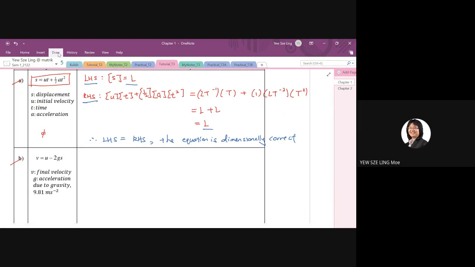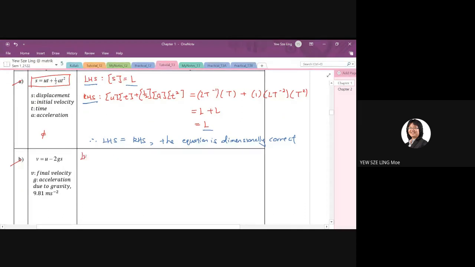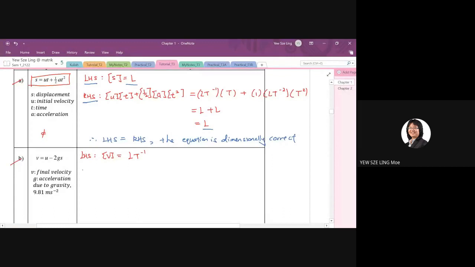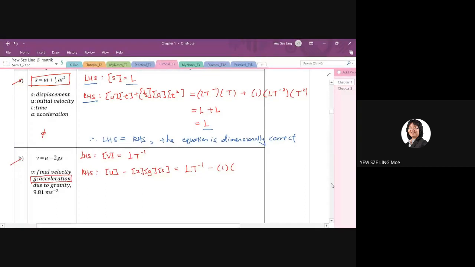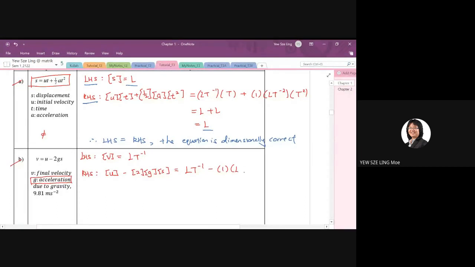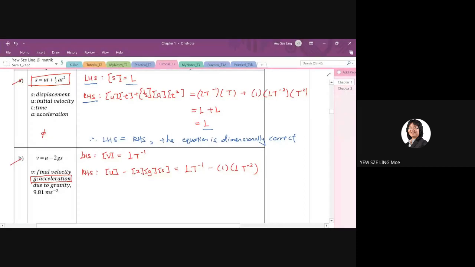Okay, question 2, again, we are going to start from the left-hand side. So left-hand side, we have V, which the dimension is LT negative 1. Right-hand side, you have U minus 2GS, which is equals to LT negative 1 minus 1 and then G. Now, G is a form of acceleration, acceleration due to gravity. Therefore, the dimension is LT negative 2, same as acceleration. And then your S is a length displacement, so it's L.